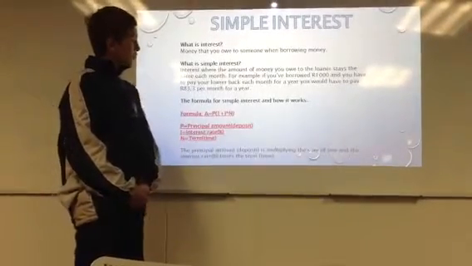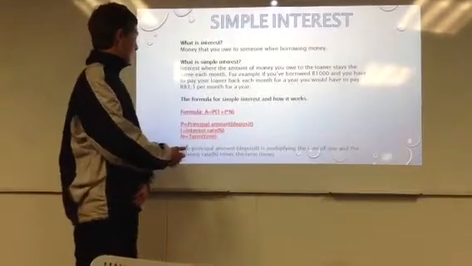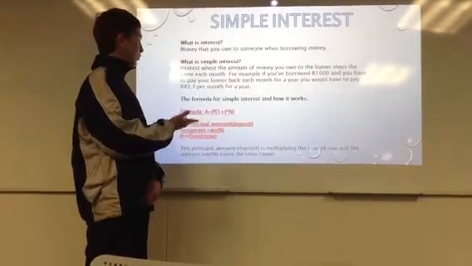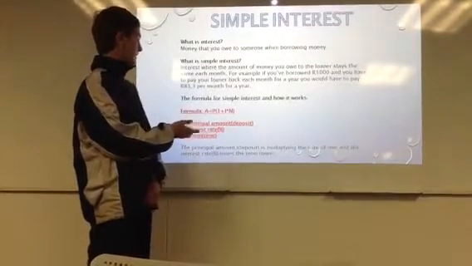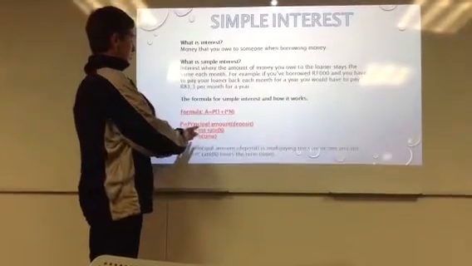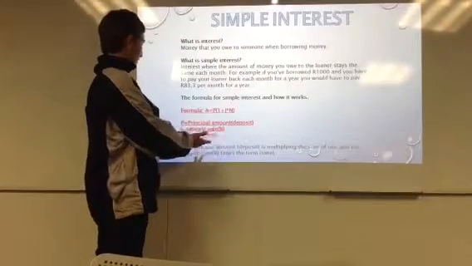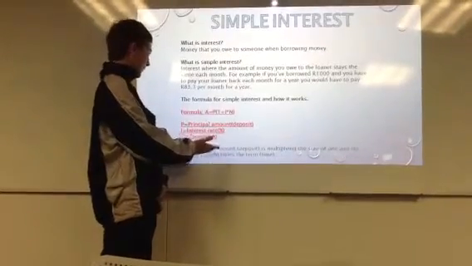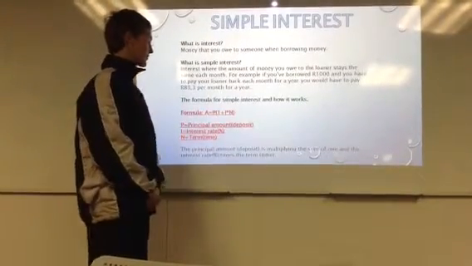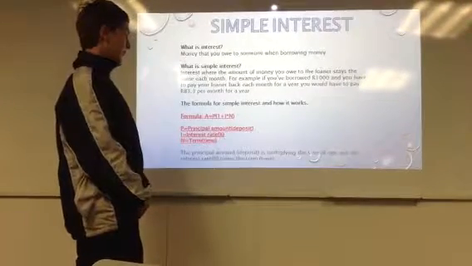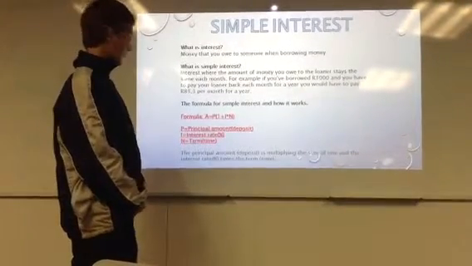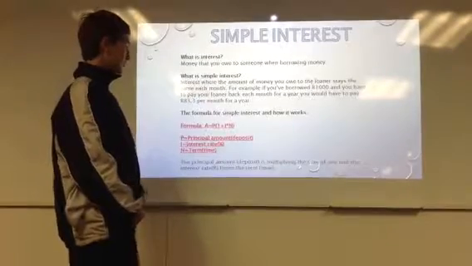The formula for simple interest and how it works: A equals P times (1 plus I times N). P equals principal amount, the deposit. I equals interest rate. N equals term time. The principal amount is multiplied by the sum of one plus the interest rate times the term.